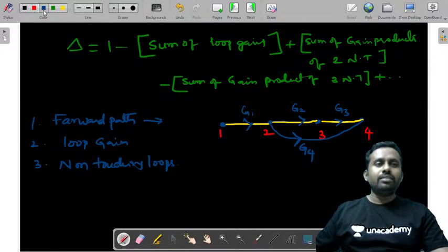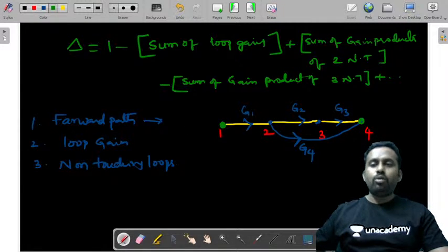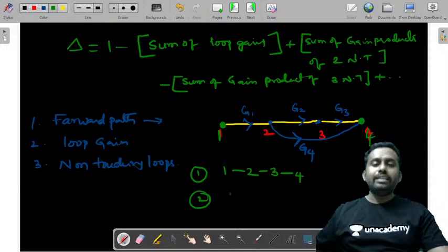It is the path which starts at the first or input node and ends at the output node without traveling any node twice. That means you can reach from 1 to 4 either by traveling from 1 to 2, 2 to 3 and 3 to 4. This is one possibility. The other possibility is you can travel from 1 to 2, 2 to 4 directly because you have a path.